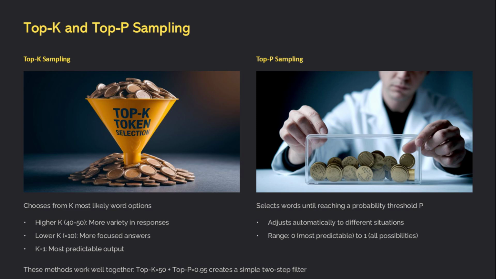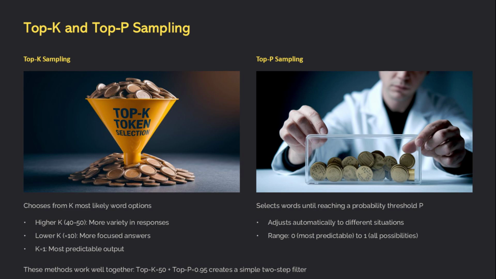Top P sampling works with probabilities instead of fixed numbers. It selects tokens until their combined probability reaches threshold P, adapting well to different contexts. This is particularly valuable when vocabulary distribution varies. Sometimes a few tokens dominate, so a P of 0.3 captures the essentials, while other contexts have flatter distributions requiring higher values, a P of 0.9 plus.